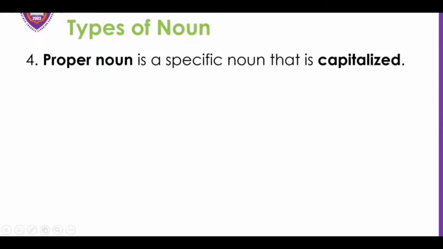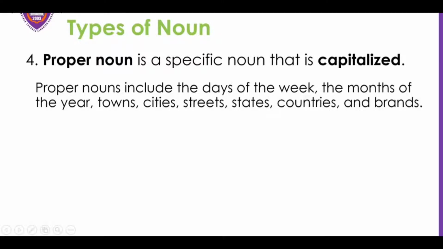Number 4. Proper noun is a specific noun that is capitalized. Proper nouns include the days of the week, the months of the year, towns, cities, streets, states, countries, and brands. Names are all proper nouns too. Notice how your first, middle, and last name are all capitalized. They are proper nouns because they indicate a specific, particular person, which is you.